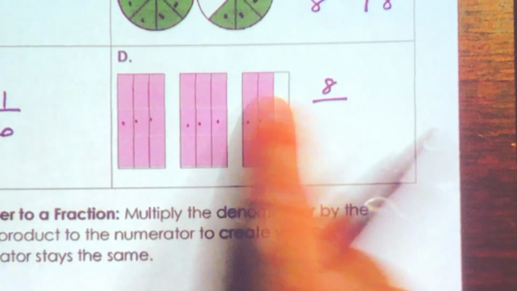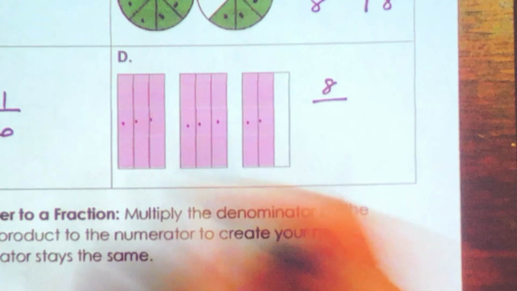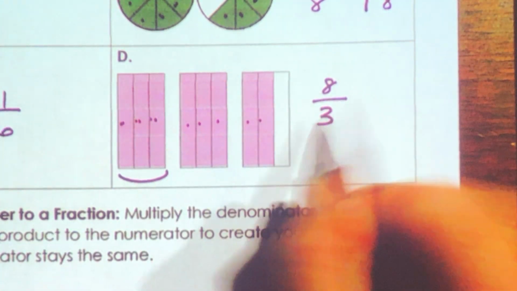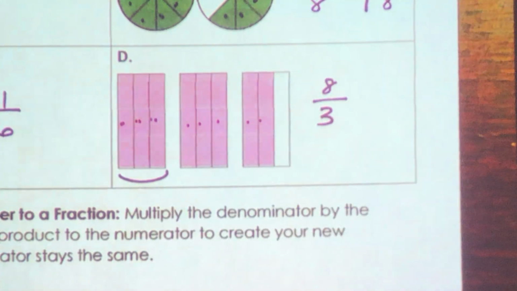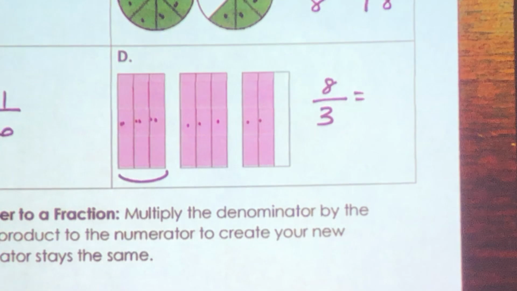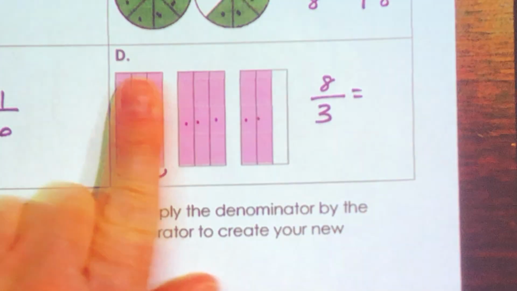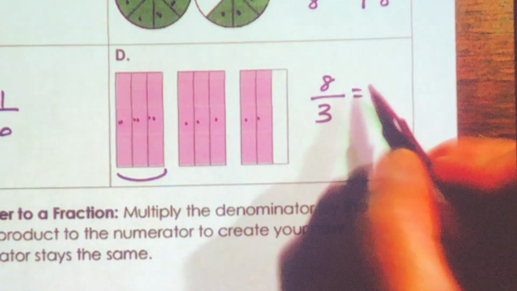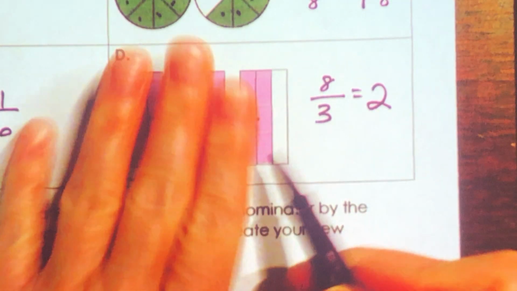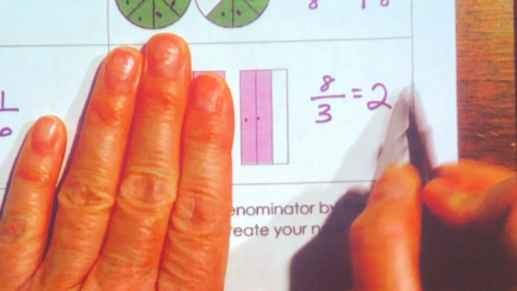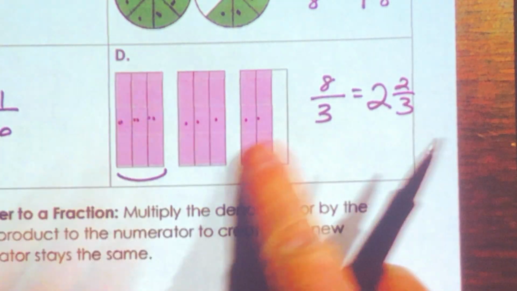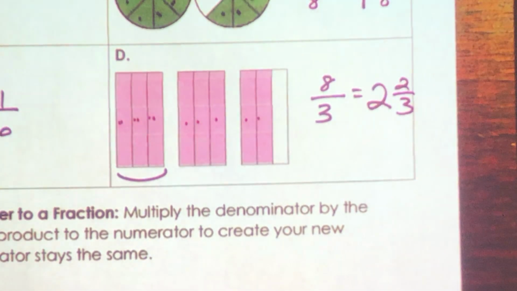There are 3 full rectangles here. One rectangle is broken up into 3 pieces. That means 8/3 would represent this picture. As far as a mixed number goes, in this one, I have 2 whole rectangles shaded. So that's my whole number. I have 2 full rectangles shaded, and then I have 2/3 of another because 2 out of the 3 pieces are shaded in that last one.